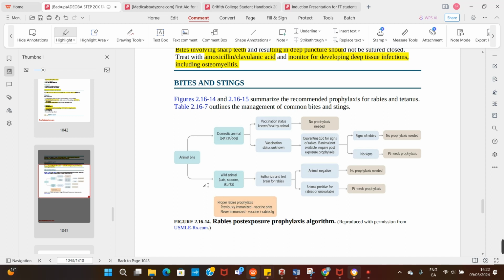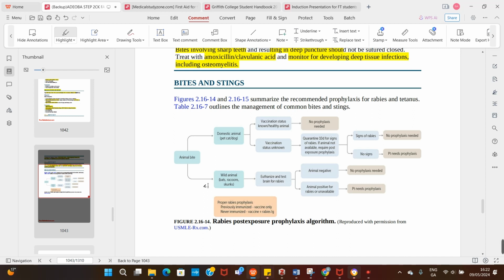So you just keep the dog in an enclosure and observe the dog for 10 days, because we expect a rabid dog or a rabid cat to develop signs and symptoms of rabies within 10 days, right? So if you quarantine the dog or the cat for 10 days and you did not see any signs and symptoms of rabies, then you can say that this dog doesn't have rabies and you do not give that person prophylaxis. But if the dog or the cat develops rabies signs and symptoms within those 10 days, then you need to give that person post-exposure prophylaxis.